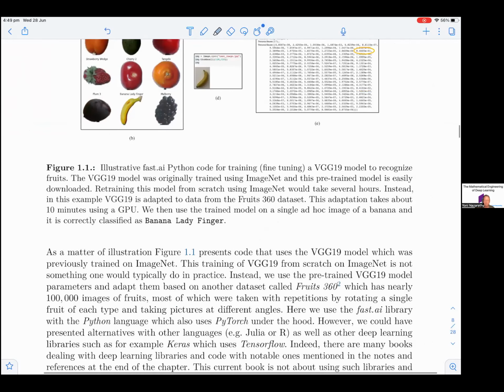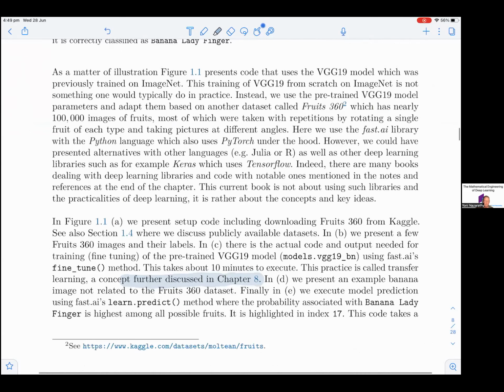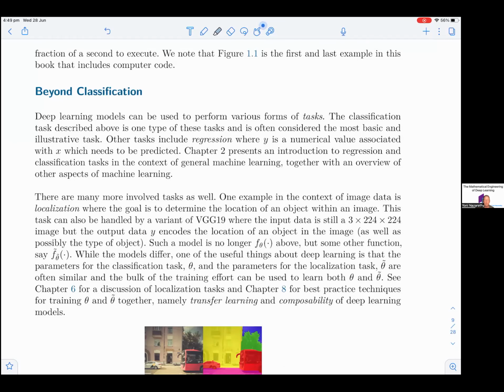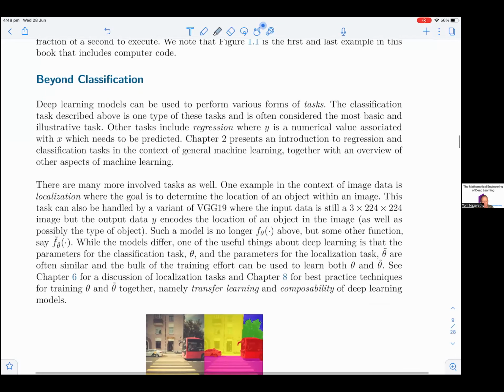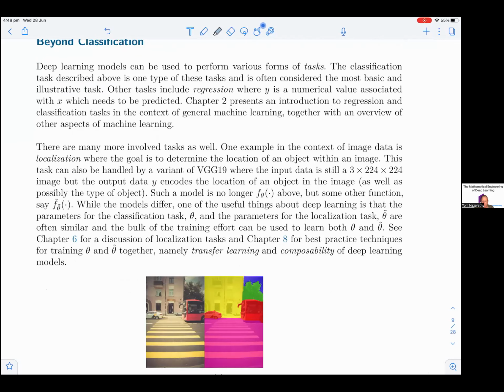Beyond classification. Deep learning models can be used to perform various forms of tasks. The classification task described above is one type of these tasks and is often considered the most basic and illustrative task. Other tasks include regression, where y is a numerical value associated with x, which needs to be predicted. Chapter 2 presents an introduction to regression and classification tasks in the context of general machine learning, together with an overview of other aspects of machine learning.